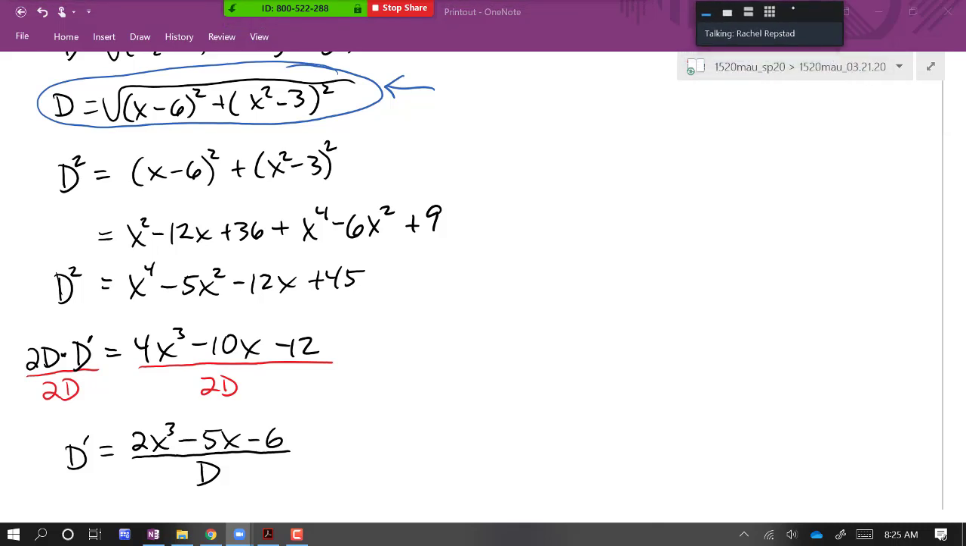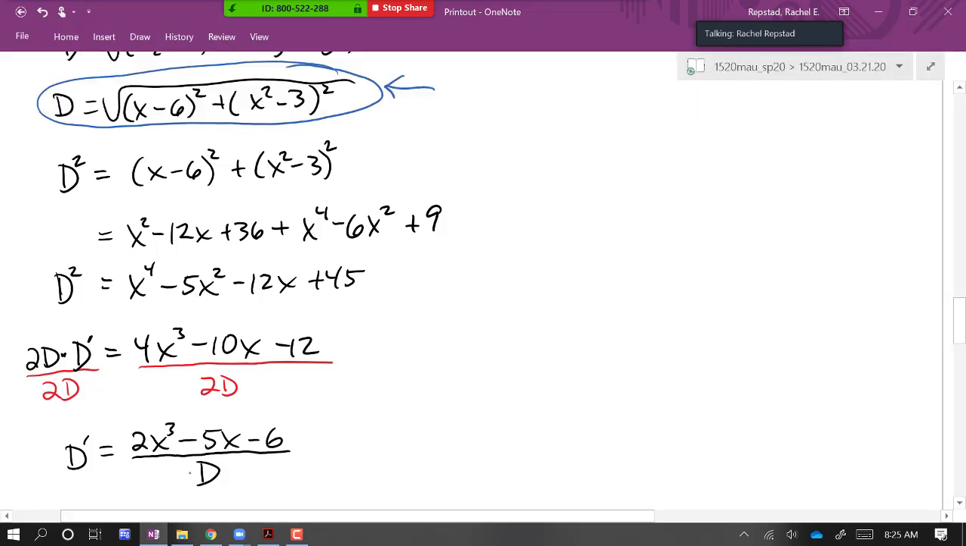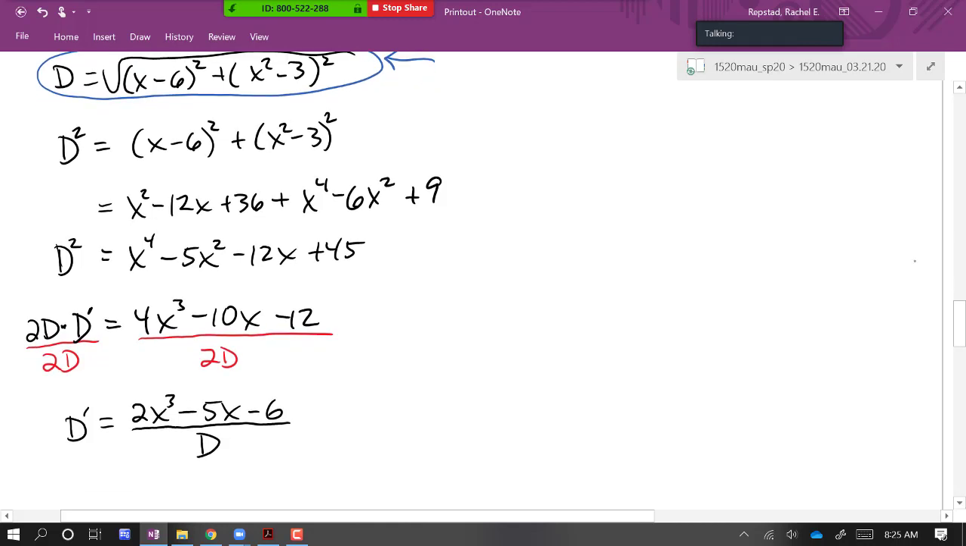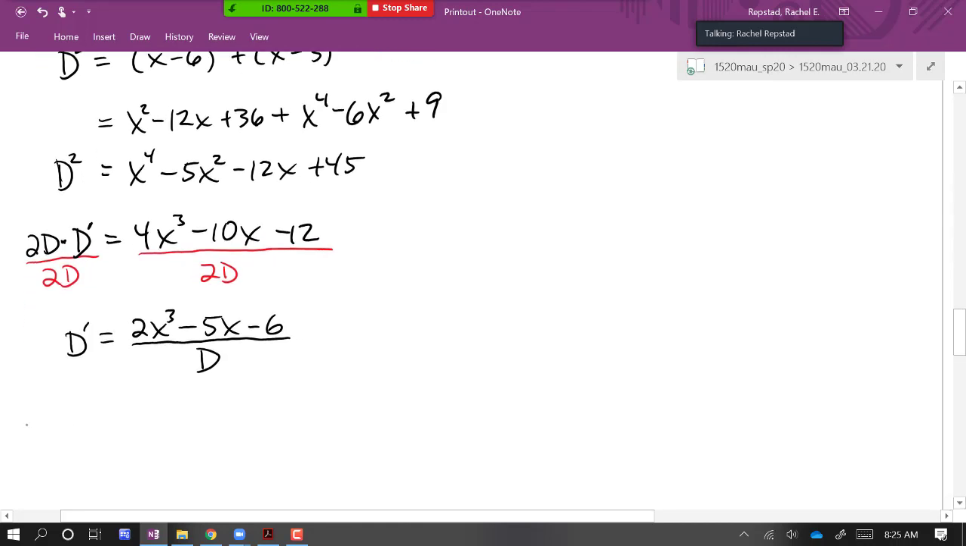I'm back. If you missed anything of where I was at, I was just explaining why it's okay that we have the derivative written in terms of a couple variables. So we want critical values. I want to know where d prime is equal to 0, so that's just when the numerator is. So if this is 0, that means that 2x cubed minus 5x minus 6 is equal to 0.